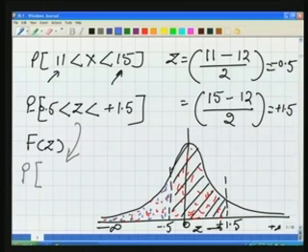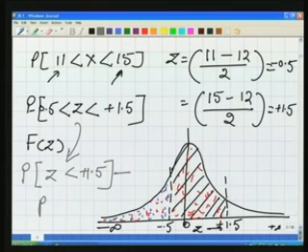So what are these areas? These areas are the area marked by the red dot: the probability that z is less than plus 1.5 minus the probability that z is less than minus 0.5. So what do we need to do?